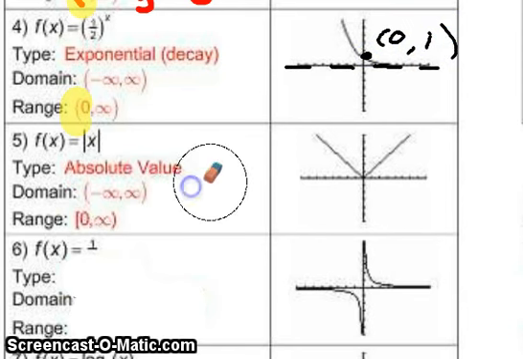Our next function that we have is our absolute value. This function we see occasionally, and it has the same domain. The range, though, if you look back, is the same range as the quadratic. We still have our bracket here around 0. And like I said earlier, if it has the bracket, that means there is no asymptote.